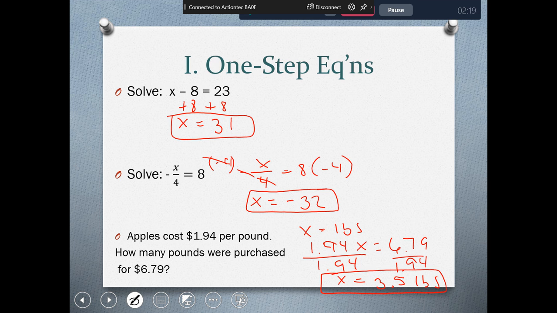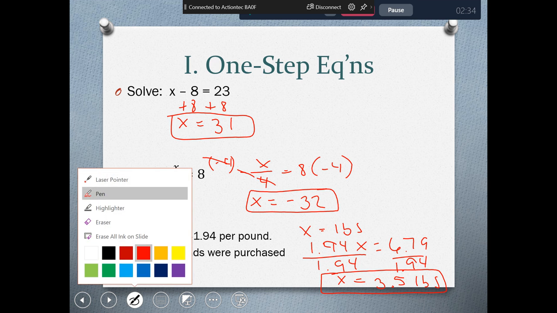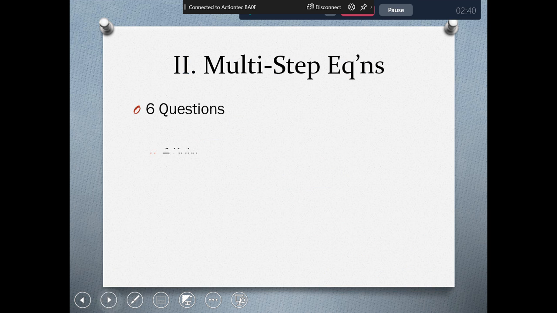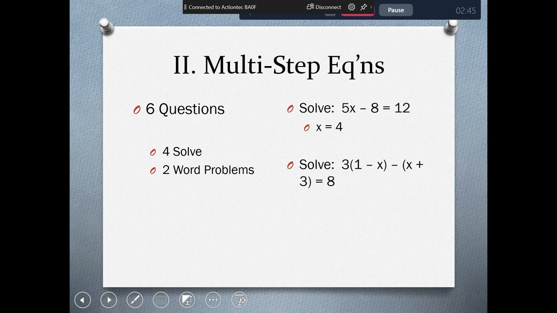That was our first slide, our one-step equation. So there are going to be 3 questions that are just simply one step. So all you have to do is one step in order to solve them. Then we are going to have 6 questions that are multi-step. So that means that you're going to do more than one step in order to solve them.